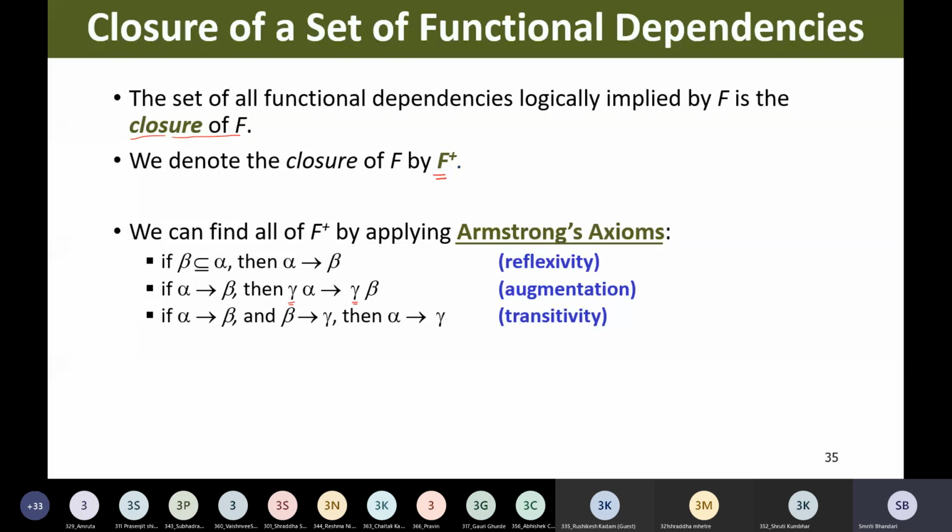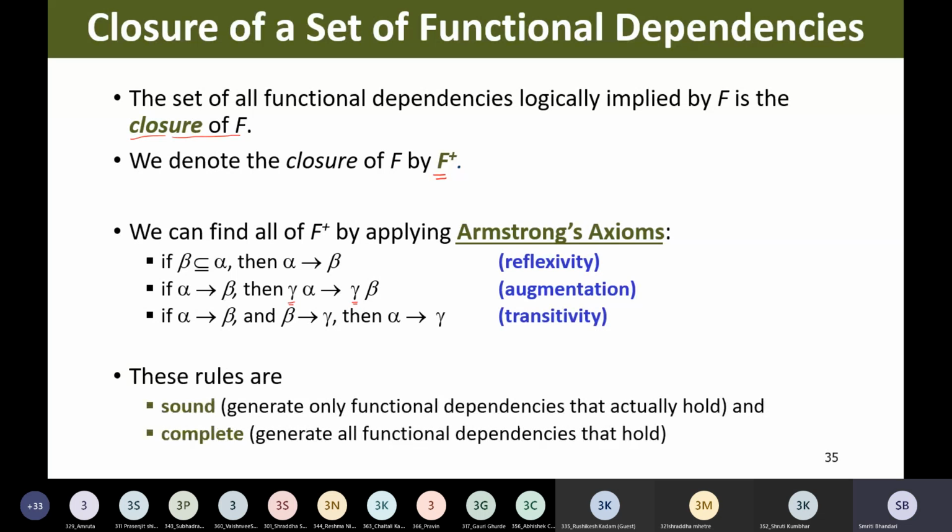And we mentioned that Armstrong's axioms are sound and complete. Sound meaning Armstrong's axioms generate only functional dependencies that actually exist, and these rules are complete, meaning the Armstrong's axioms generate all functional dependencies that hold. Right? So we have seen these rules, and we have also seen one example in the last class. So let us proceed now with a few more rules.